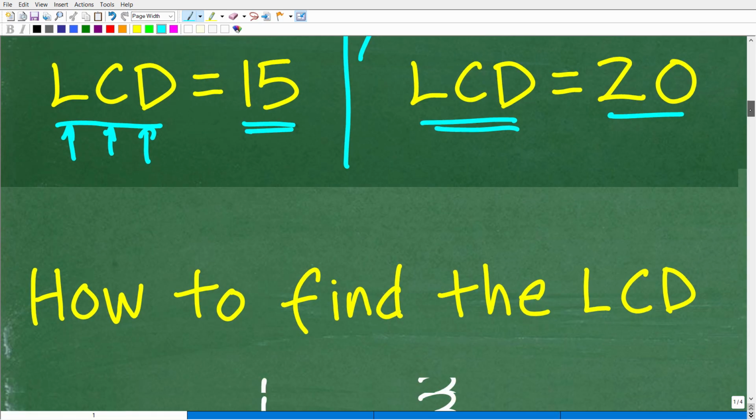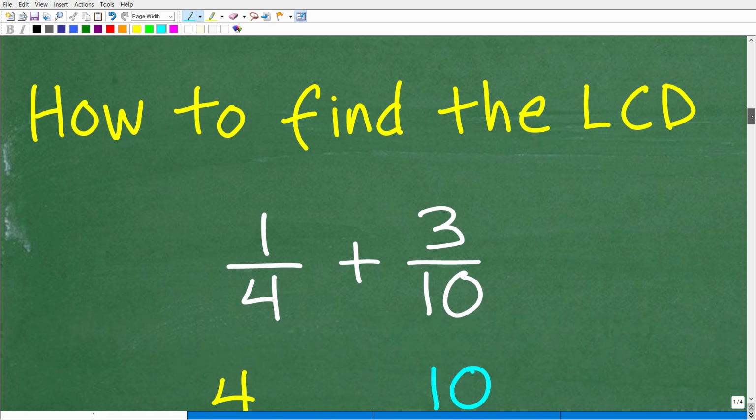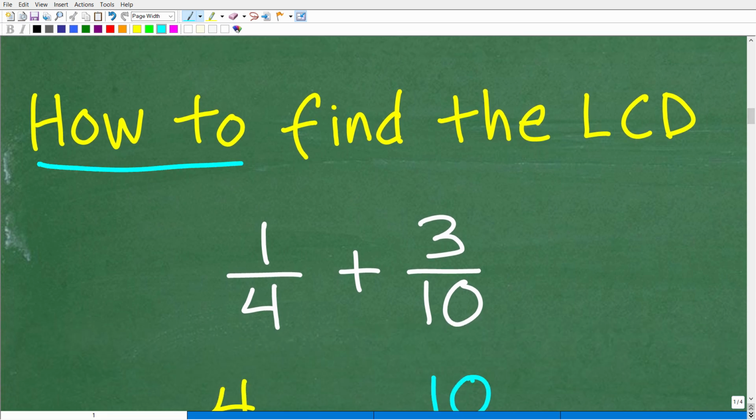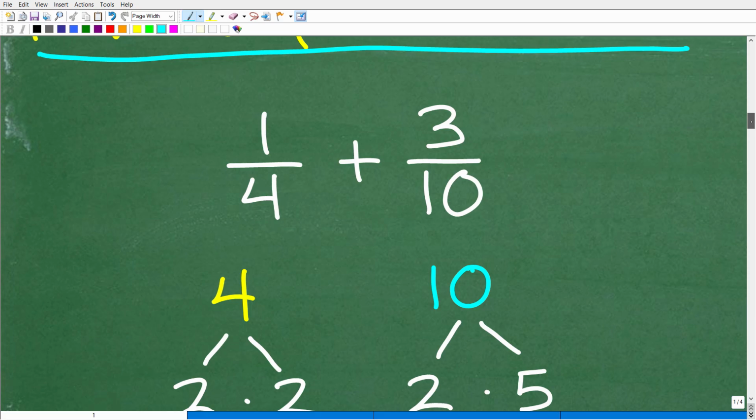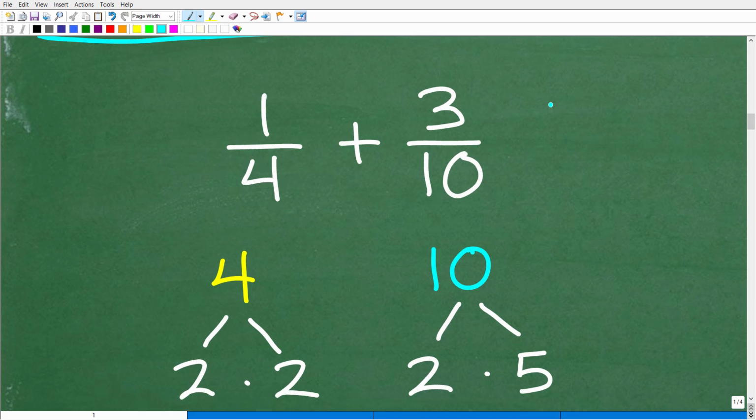Okay, so let's start talking about how to find the LCD, because that is really my objective in this video. Of course, I want you to be able to work fast, but you can work fast if you know what you're doing, right? So let's talk about how to find the LCD, and we'll use this basic problem, 1/4 plus 3/10. We already know that the LCD here is 20. But what do we need to do to find the LCD?